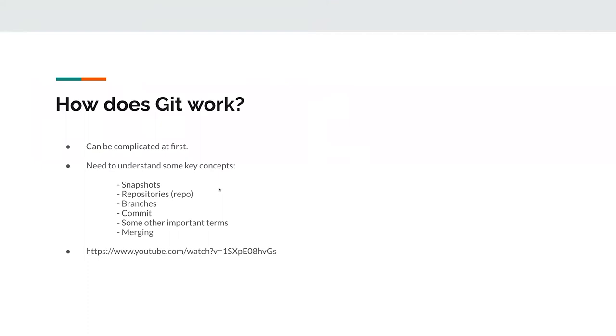So how does Git work? Yes, it is complicated initially and people don't know about it. So there are some basic concepts that we need to know. The basic ones are words or phrases like snapshots, repos or repositories, branches, commits. Then there are some other terms that we use, and the main part is merging, where if you have merge conflicts, how do we resolve them? There's a good YouTube video that explains how Git works. It's a 2.5 minute video that you can go through later.